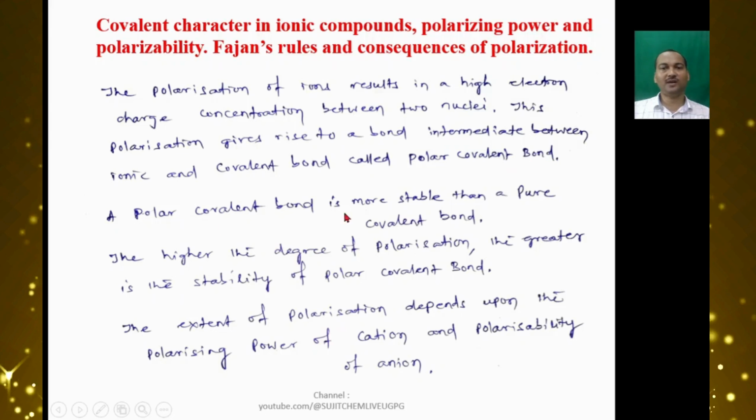So a polar covalent bond is more stable than a pure covalent bond. So the higher the degree of polarization, the greater is the stability of polar covalent bond. And the extent of polarization depends upon the polarizing power of cation and polarizability of anion.